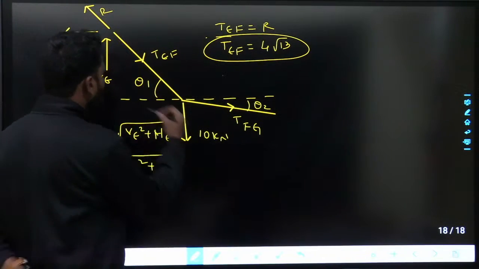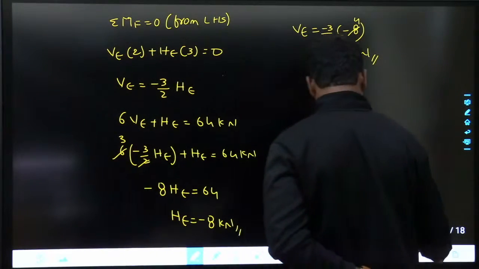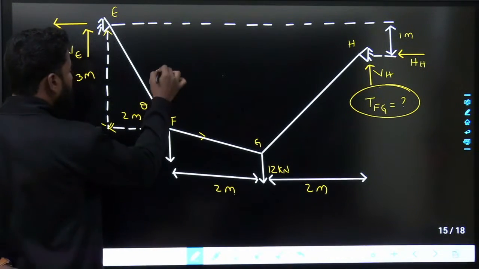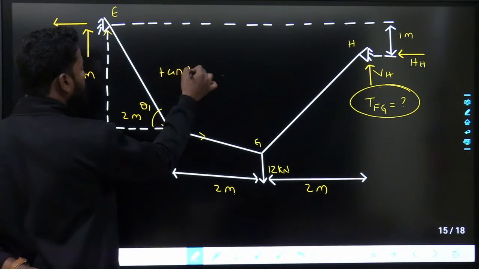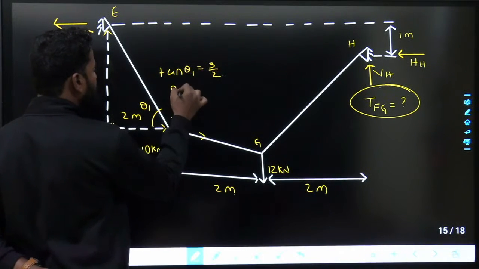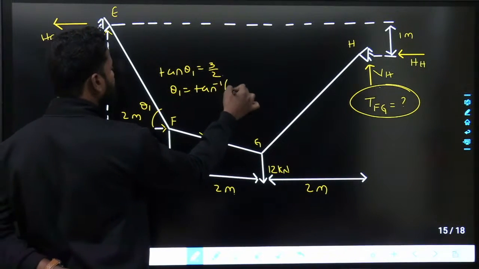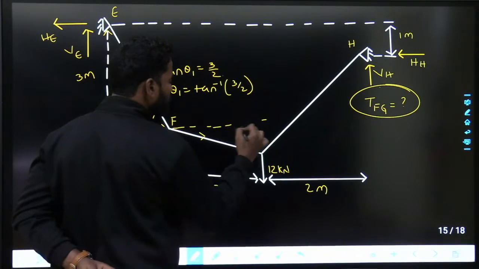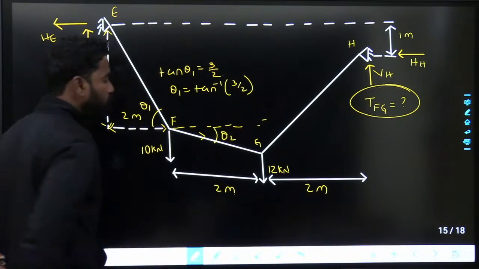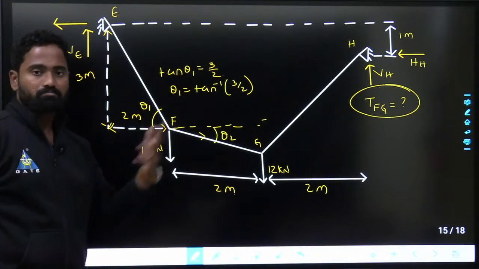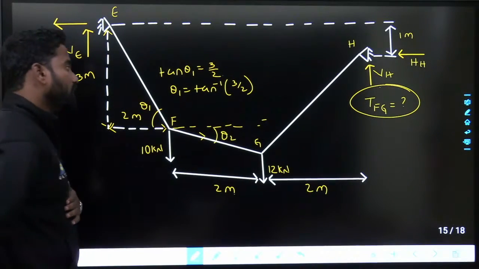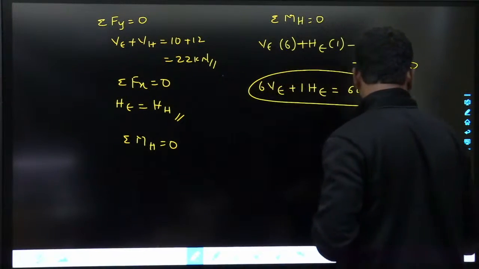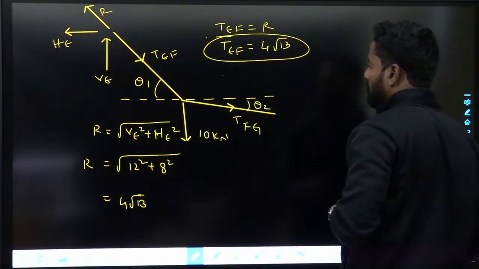We know theta 1. What is theta 1? If I take this as theta 1, tan theta 1 equals 3 by 2. From this, theta 1 can be calculated as tan inverse of 3 by 2. And do you know theta 2? You don't know theta 2 here. So how are you going to find out? We have to find out force in FG, and we also have to find out what is theta 2.